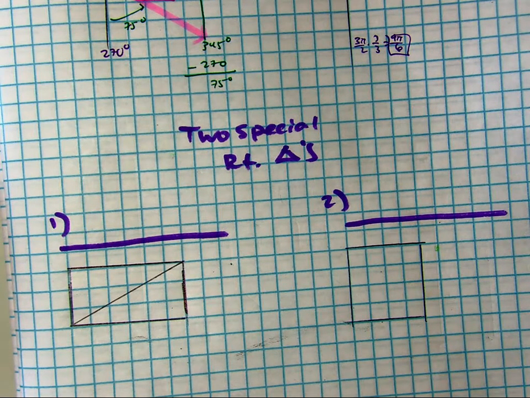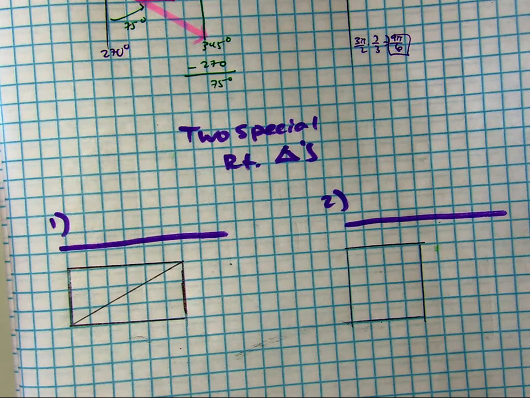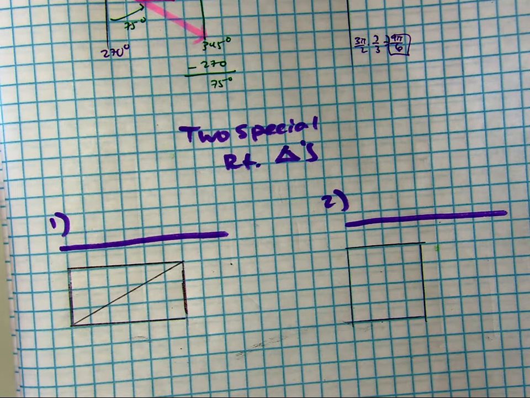One of the special right triangles. 45, 45, 90. 45, 45, 90 is correct. Do you know it? Where does it come from? What bigger shape? Square. Square is correct.